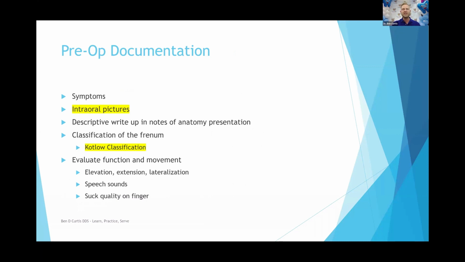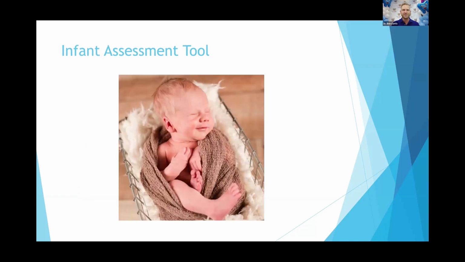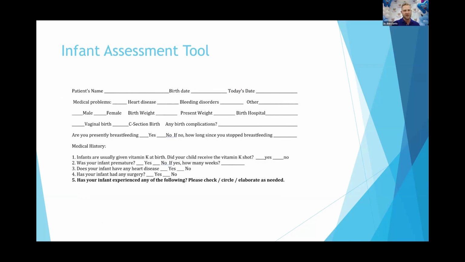Okay. So we need to document symptoms. We need to take a picture. We need to describe the anatomy in the note. We'll walk through that. We need to have a classification for that frenum. So like, what does it look like? How are you describing it? I need to be able to picture that in my mind based upon your documentation. Okay. We'll walk through that. So let's look at this assessment tool. What's all in here?